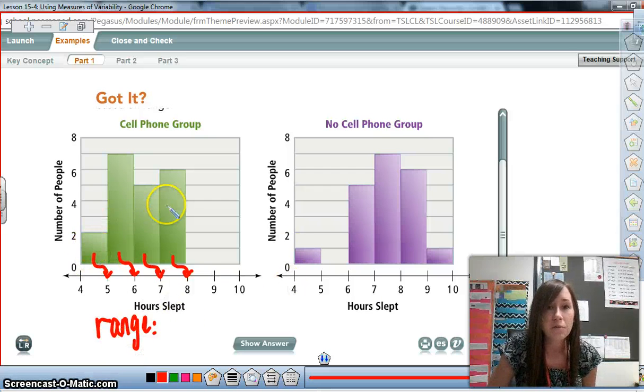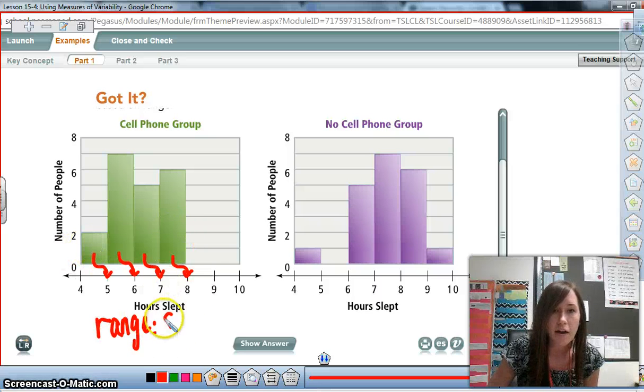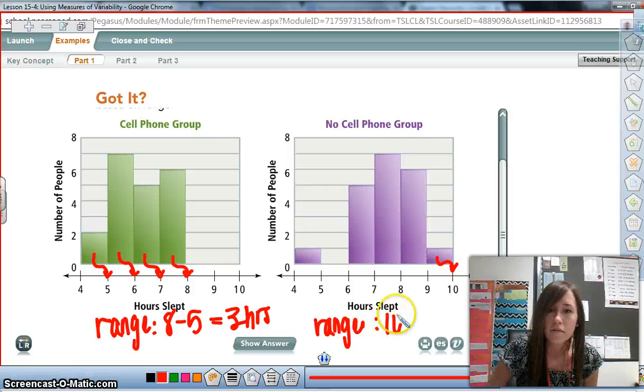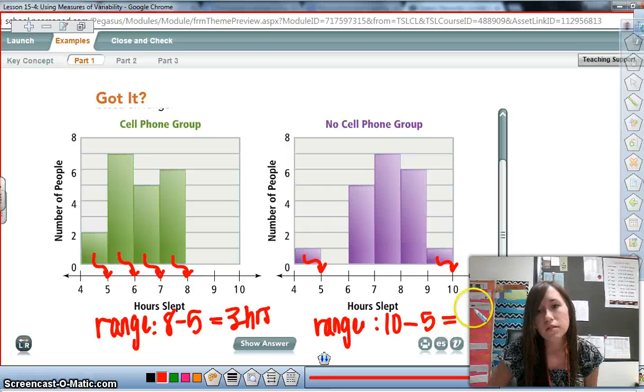So the range is the greatest number, which was 8 hours, minus the smallest number, which was 5 hours. So we'd say the range was 3 hours. In this group, the greatest number of hours slept was 10, minus the smallest number of hours slept was 5. So we'd say the range was 5 hours.